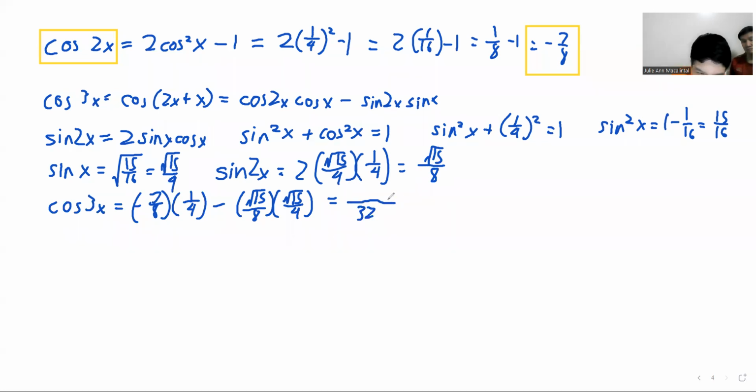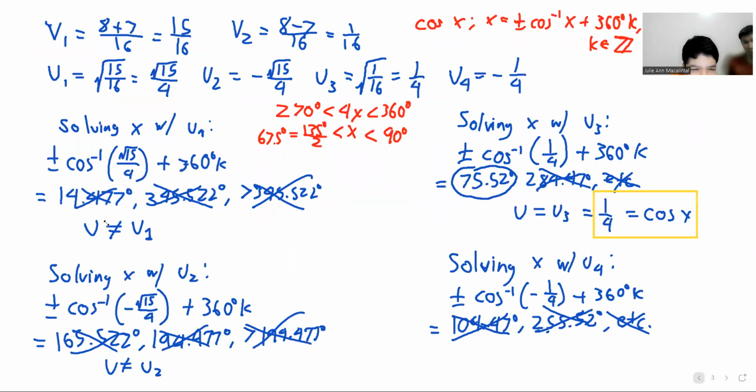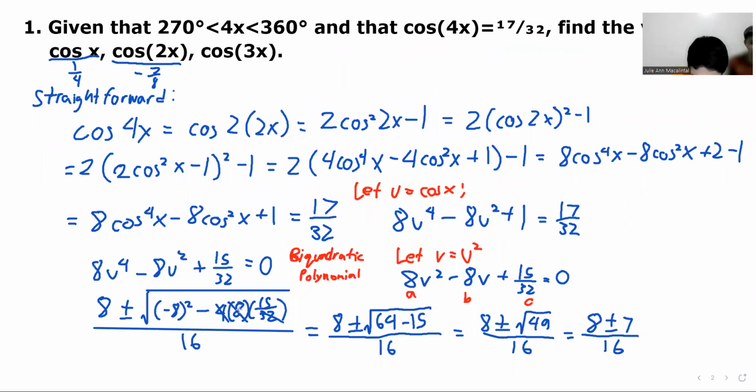So negative 7, minus 15, that is negative 22 over 32. Simplifying, we factorize 2 and cancel it out. So that's negative 11 over 16. Yes, so we found the cosine 3x. So that completes our mission. Our mission is finally complete.